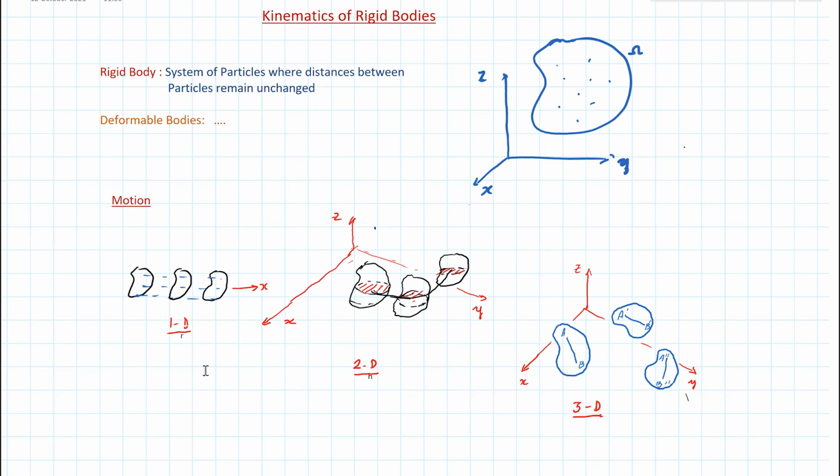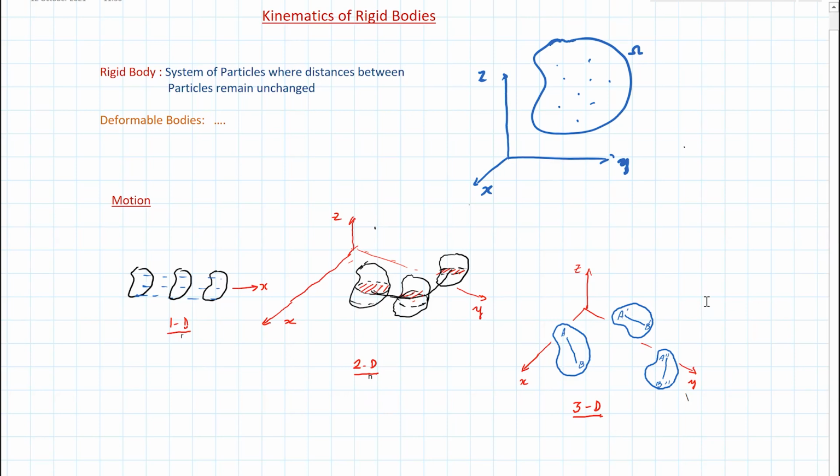So every particle is moving either in the xy plane or parallel to the xy plane itself. That is 2D. We will consider this 2D in detail in due course. Even today, we'll see quite a bit of that. And then the 3D, obviously, is a very general motion, and the body can move and rotate in all the 3 planes. So that is the most general.